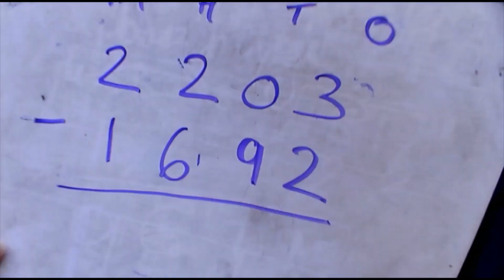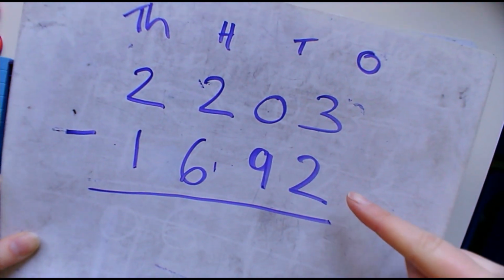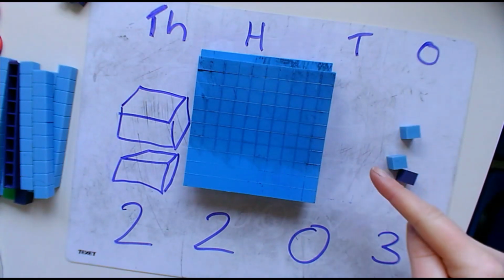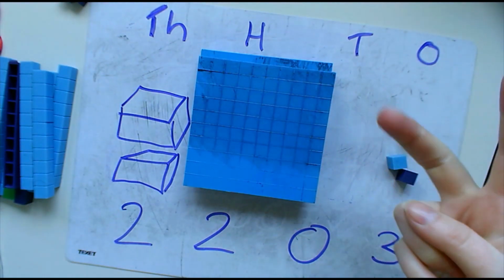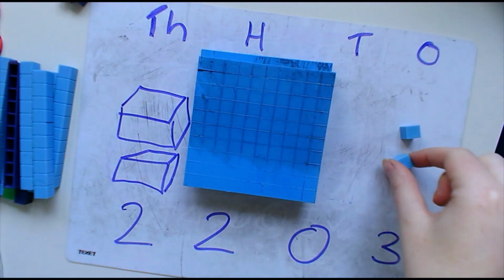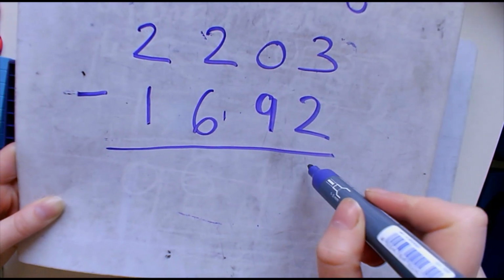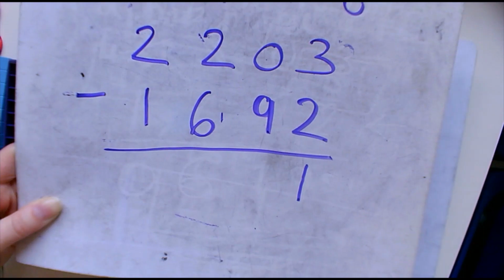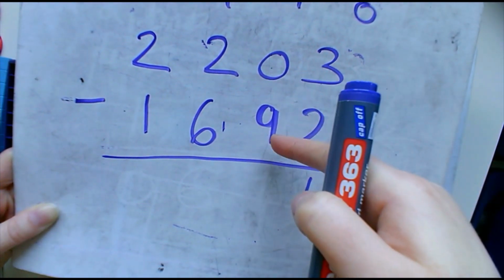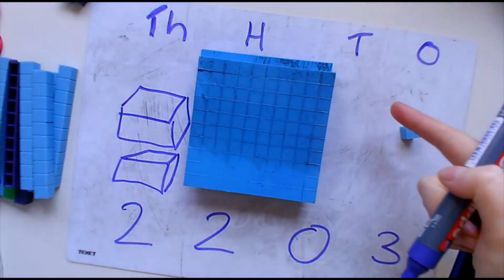So we start with the ones column. Always start with the ones. So we've got 3, and we're subtracting 2. So there's 1, 2, and we're left with 1 in the ones column. So we write that in the ones column. Then we move on to the tens column. We've got no tens at the moment, and we need to subtract 9. So as you can see, that's difficult, we can't do it.